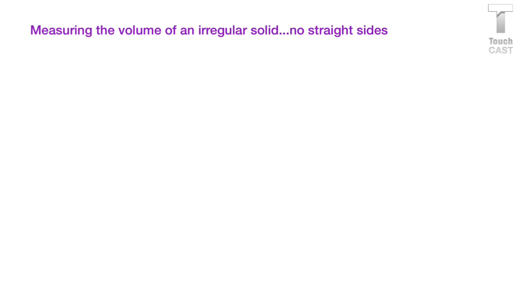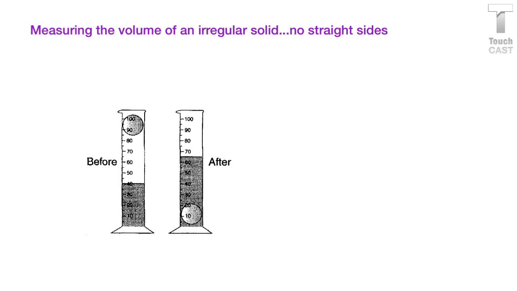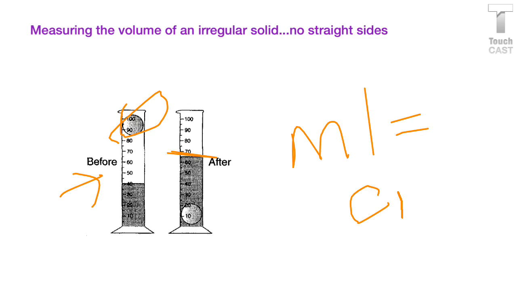Now, if we have an irregular solid, that means something with no straight lines, like a rock or a marble or something like that, we're going to do what's called water displacement. What you do is you take your graduated cylinder, you add a volume of water, drop your object in, and then measure how much it is after you drop the object in. Subtract the two numbers, and you're going to get your volume in milliliters. And milliliters is equal to centimeters cubed. So those are both volume units of measure.